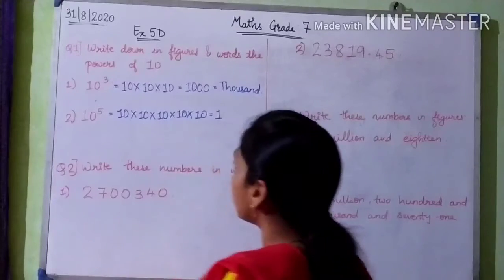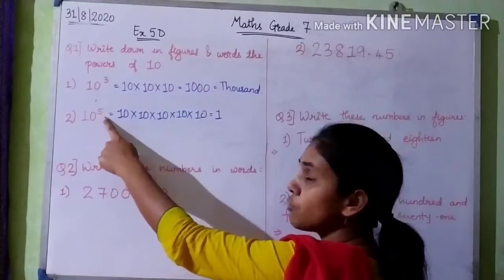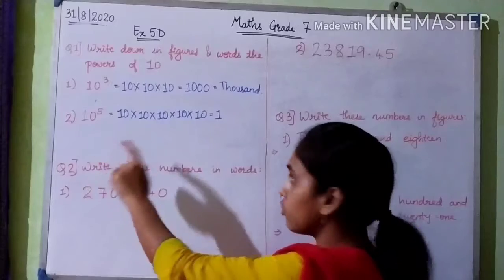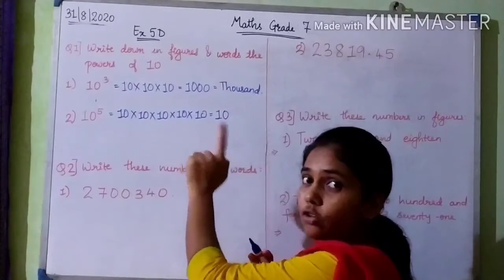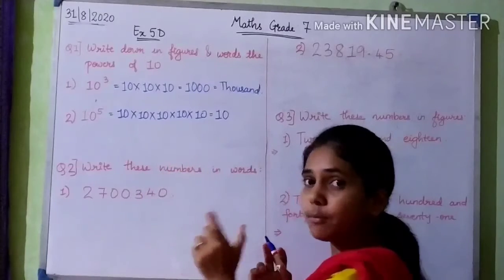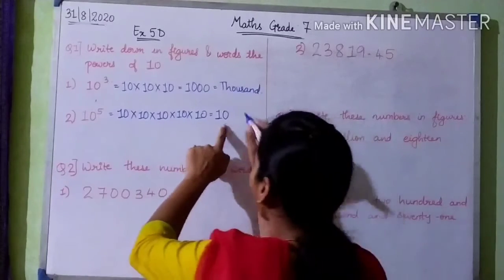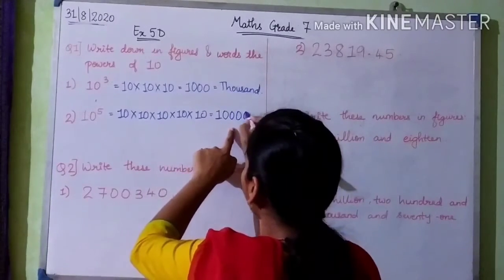So how is this written? There is 10 raised to 5, so there will be 5 zeros. So I write 1. See, there are 5 zeros on 1, not on 10. Okay. So the total number of zeros is 5. So 1, 2, 3, 4 and 5.